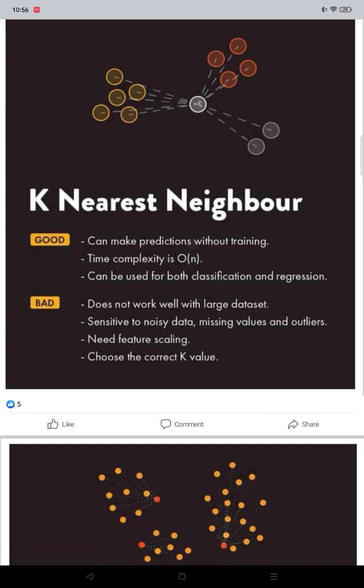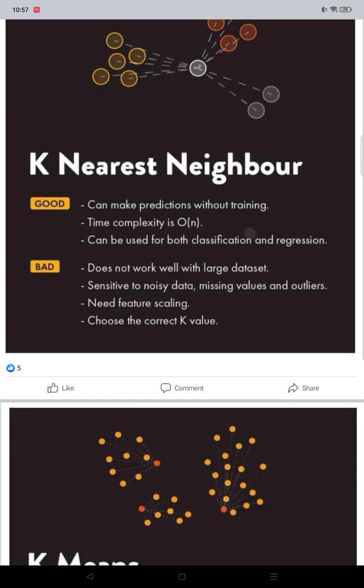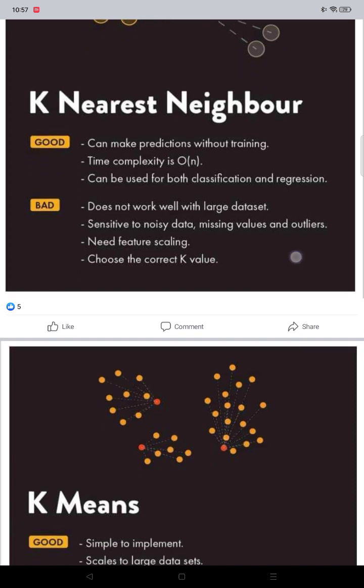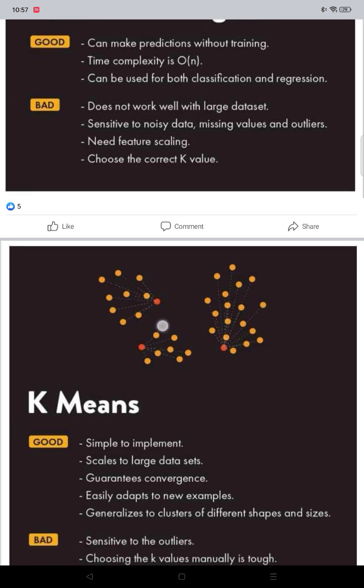Now, what are the good things in k nearest neighbors? The good thing is it can make predictions without training, so time complexity is low, and it can be used for both classification and regression. The bad thing is it does not work well with large datasets, is sensitive to noisy data, missing values and outliers, and needs feature scaling and choosing the correct k value.